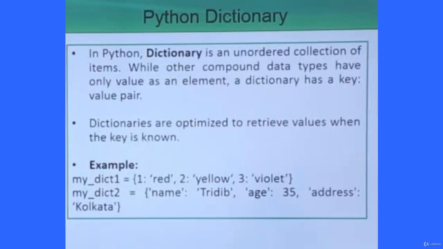So we are having this myDict2. Here we have name colon 'Tridip'. So that is one member here. Then comma, age colon 35, address colon 'Kolkata'. In this way the things get represented.